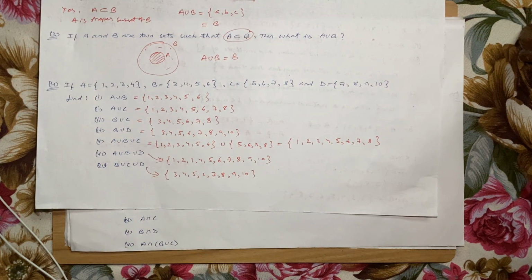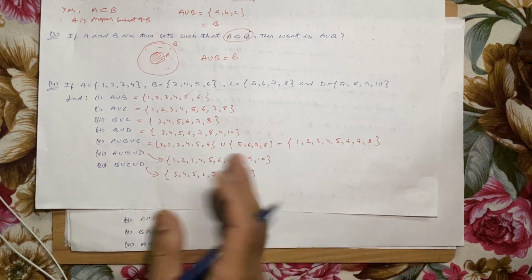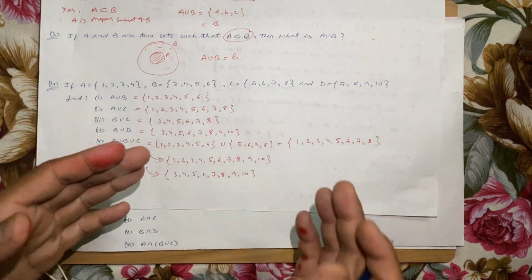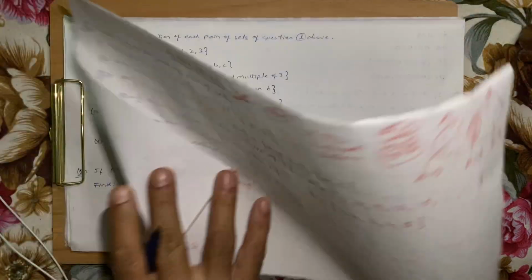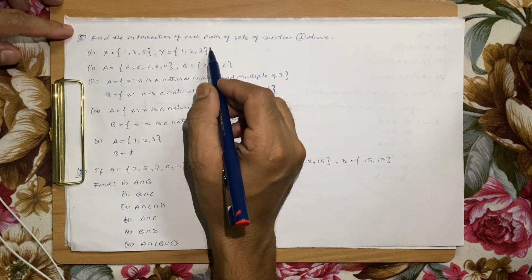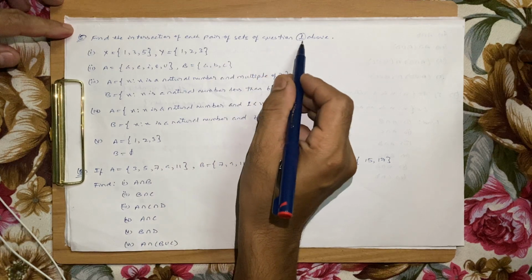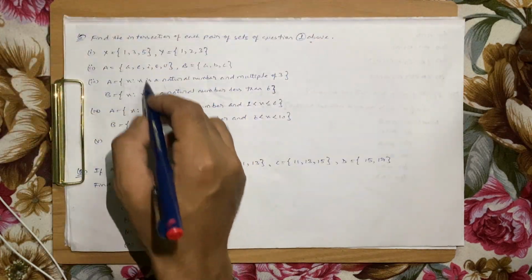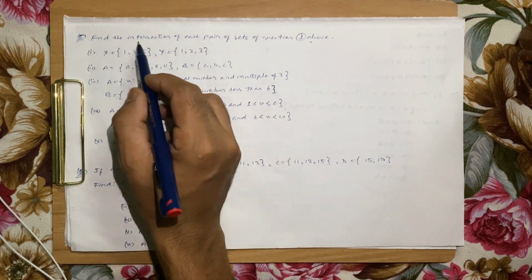So whenever you get 3 sets also, don't get confused. Okay, it's very easy. Just combine all the elements one by one, all of them. Alright, the next question is find the intersection of each pair of sets of question 1 above. So this was question number 1, and I've repeated this question once again here. So I need to find intersection.